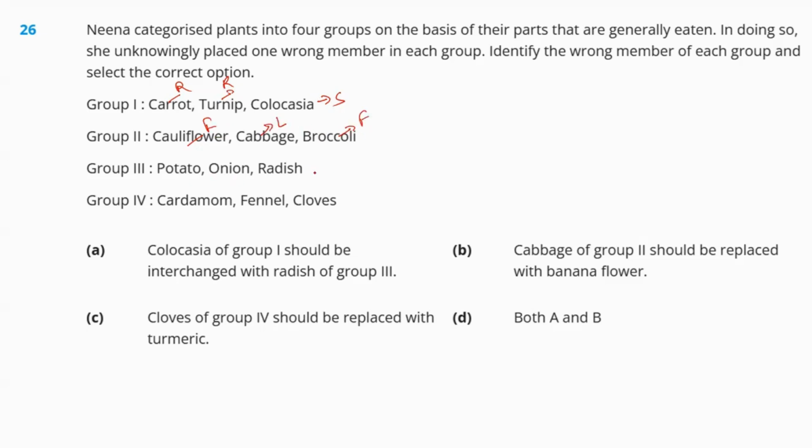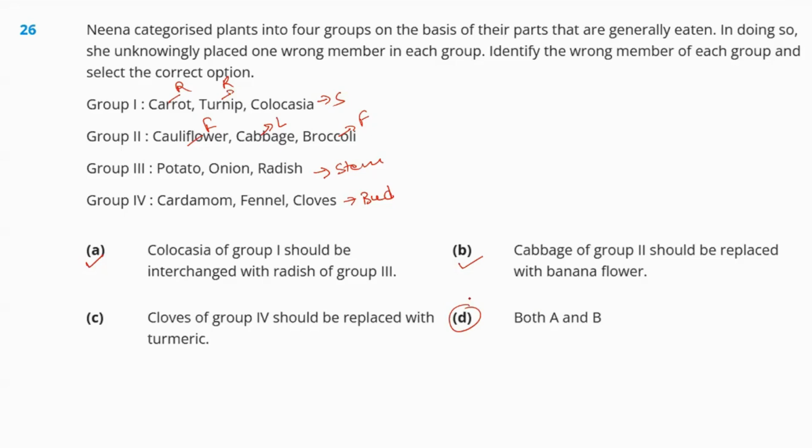Potato, onion, radish, these are stem. Cardamom, fennel, and clove, these are bud parts, right? So colocasia of group 1 should be interchanged with radish of group 3. Cabbage of group 2 should be replaced with banana flower, yes. Option number D would be our correct answer.